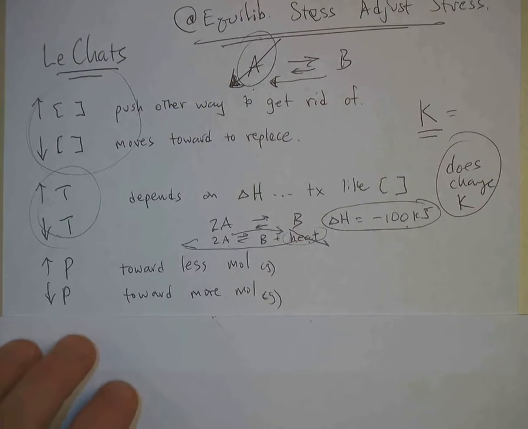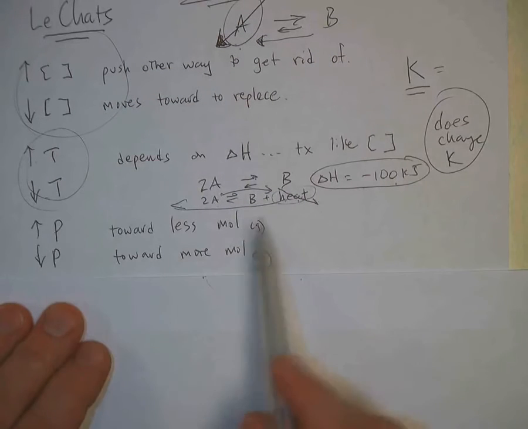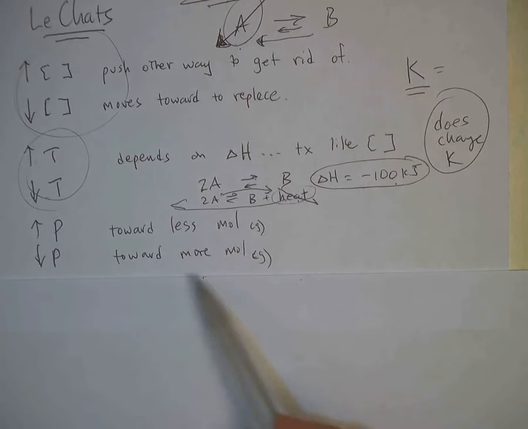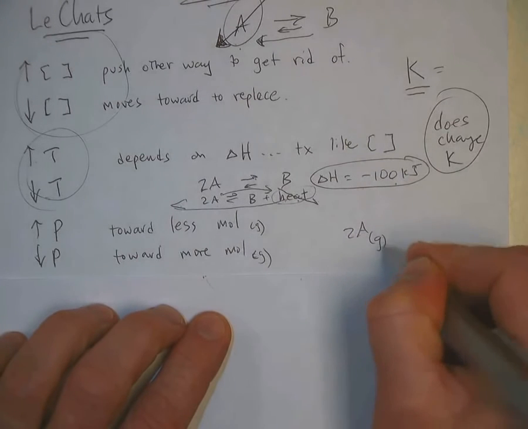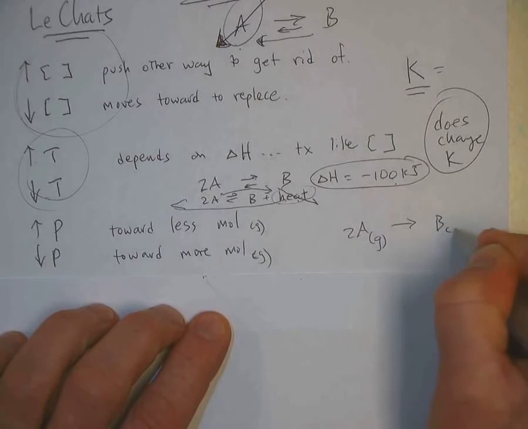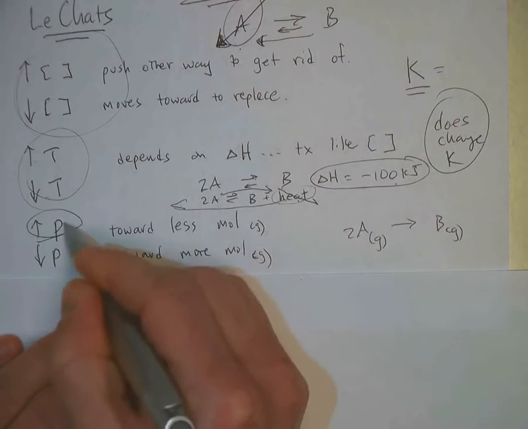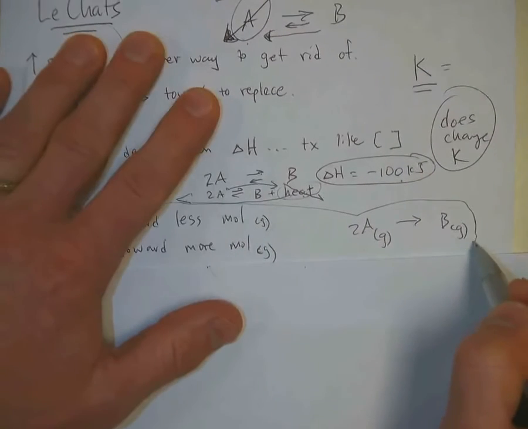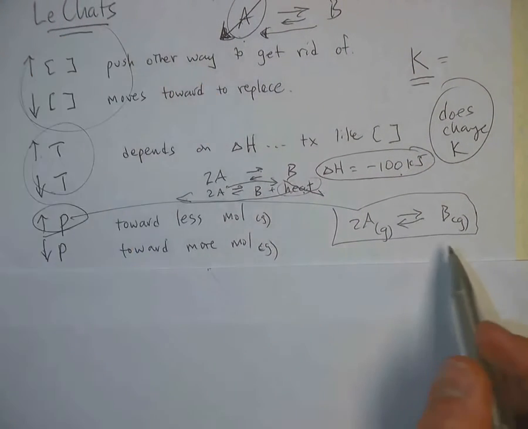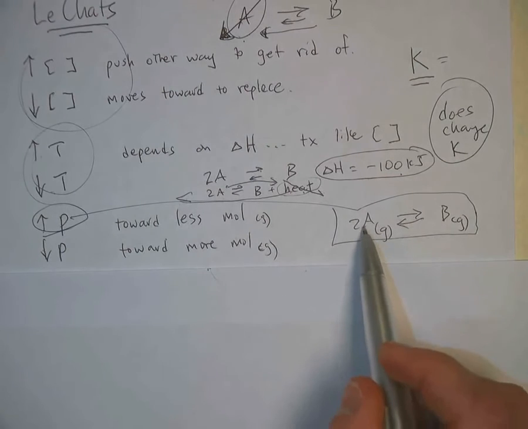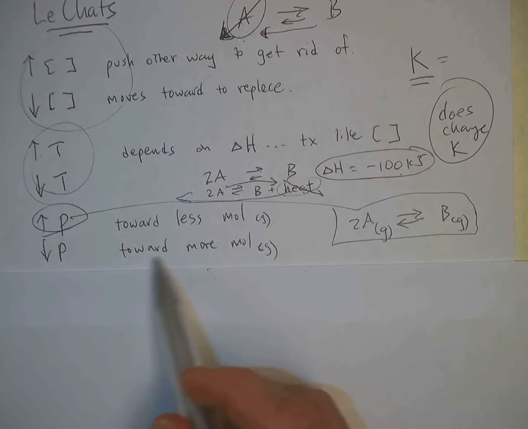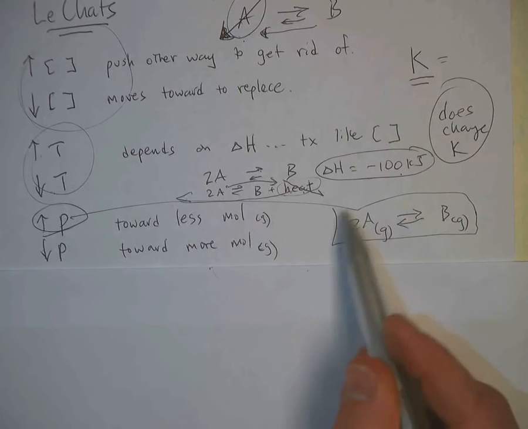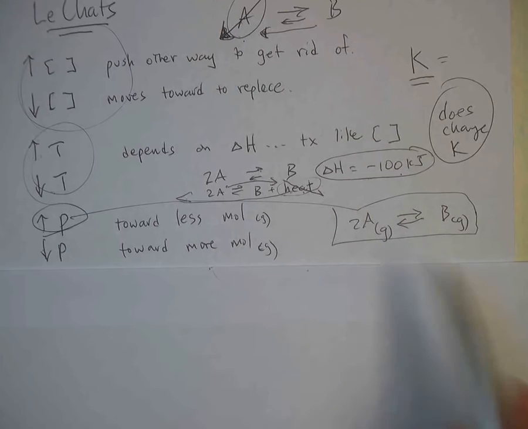Lastly, how about if I change the pressure? Well, if I increase the pressure, I shift towards less moles of gas. If I decrease the pressure, I shift towards more moles of gas. So it's adjusting to reduce that stress. So if I've got 2A gas goes to B gas, and I increase the pressure of this equilibrium right here, I should put 2 arrows there, I will shift towards less moles of the gas, so it should shift to the right. If I decrease the pressure, I should shift towards more moles of gas, and therefore I'll shift to the left and increase the amount of A.